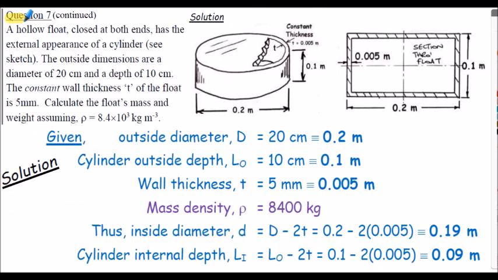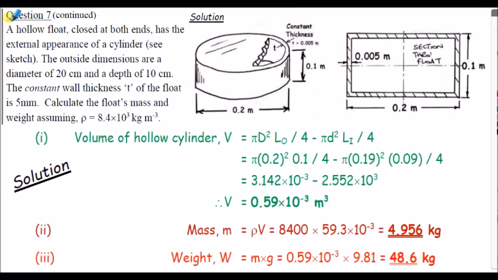Question 7, solution continued. Evaluating geometry here. Question 7, solution continued. Evaluating the volume, the mass and the weight of the float. Calculate the volume of the float. It's essentially the outside cylinder minus the inside cylinder.